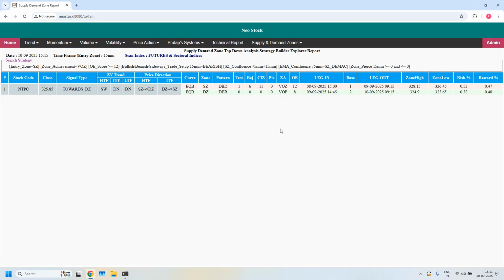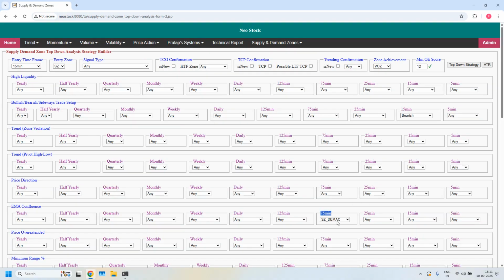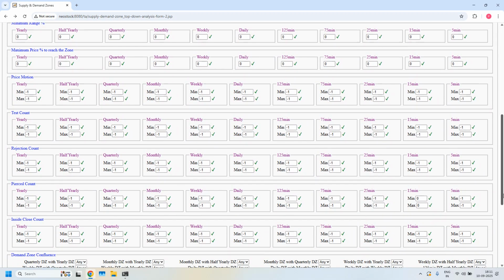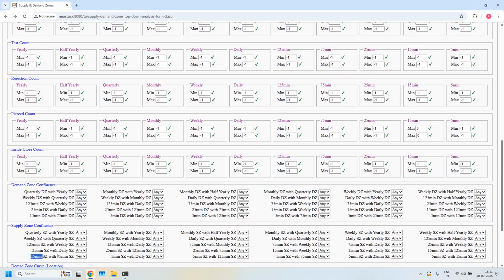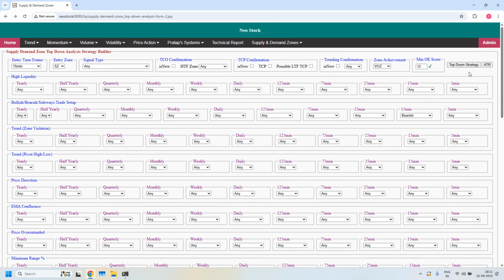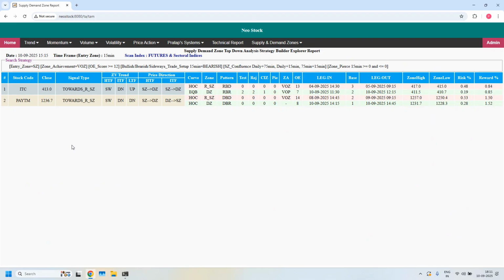Okay, next let us look into LTF, ITF, HTF supply zone confluence and then HTF EMA confluence. So I'm going back, removing ITF EMA filter. Supply zone confluence, 3 filters we have to set. First one is already enabled, that is 15 minutes and 75 minutes supply zone confluence. It is already enabled. Next 15 minutes and daily, 75 minutes and daily supply zone confluence. With all the 3 filters, we got 2 stocks.